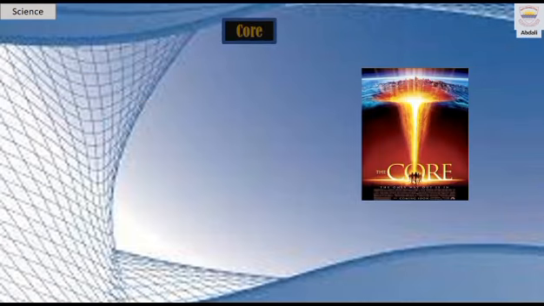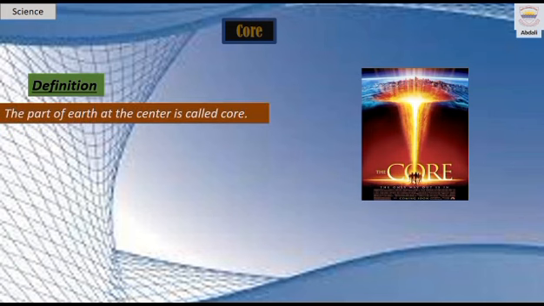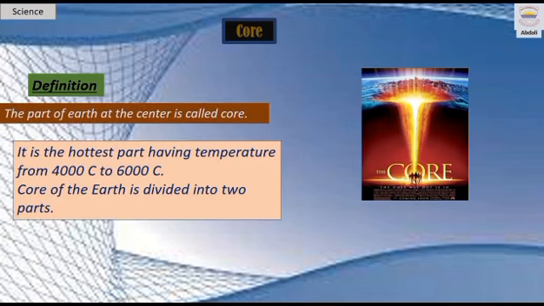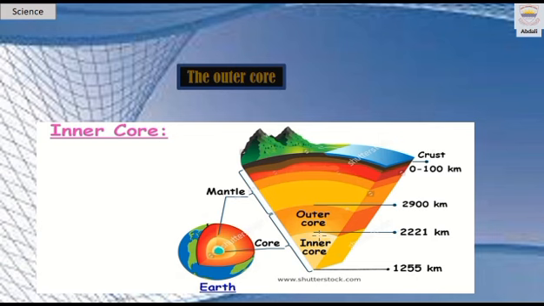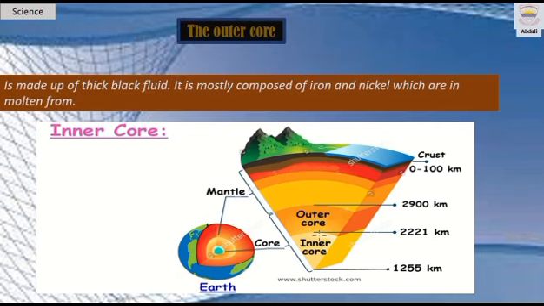Core. The part of Earth at the center is called core. It is the hottest part, having temperature from 400 degrees C to 6,000 degrees Celsius. Core of the Earth is divided into two parts: outer core, inner core. The outer core is made up of thick black fluid. It is mostly composed of iron and nickel, which are in molten form.